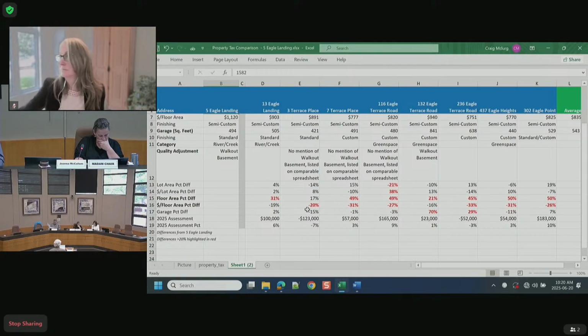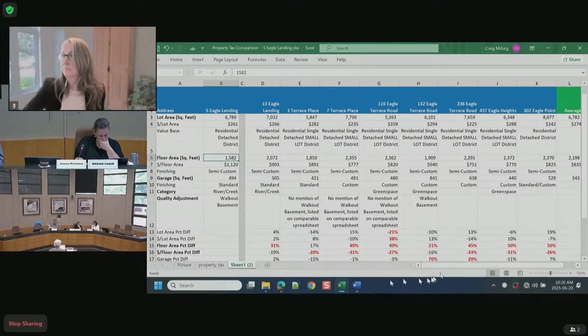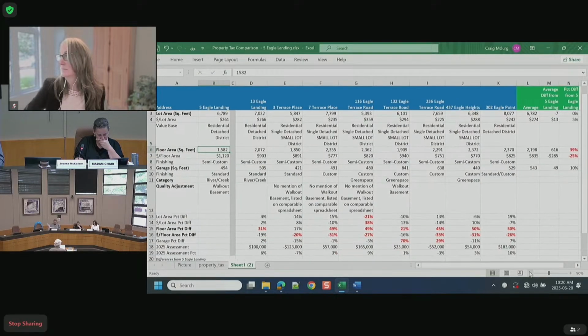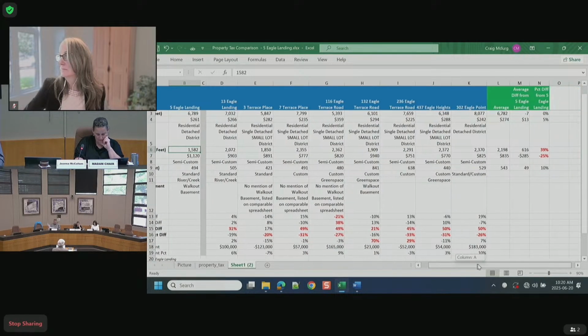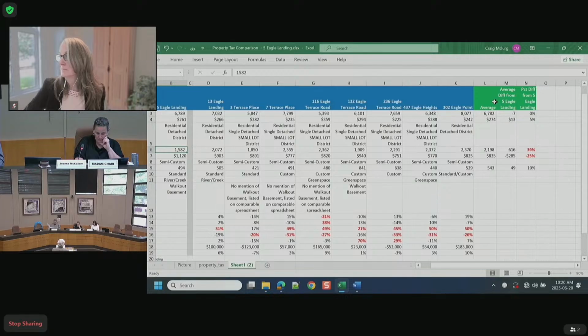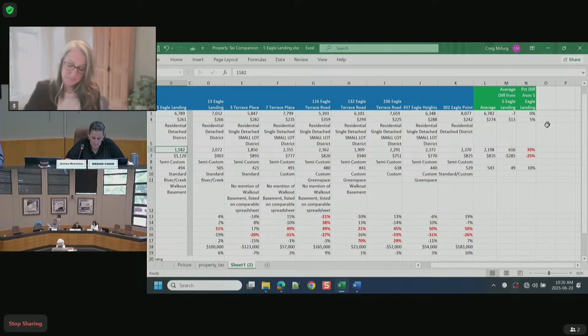I went through all the properties, and you have the spreadsheet in front of you. In the interests of time, I'm just going to go through the summary, which is the average. The average lot size is exactly the same. Basically 7 square feet different, so the percentage difference is negligible. So the lot doesn't play a factor in the assessment. And same with the dollars per lot.